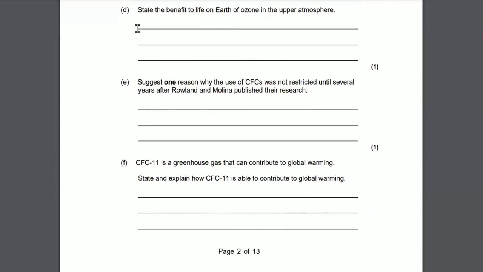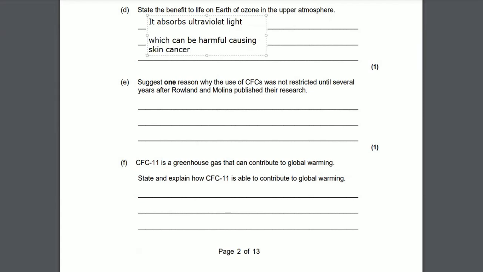Okay, moving on. State the benefit to life on Earth of ozone in the upper atmosphere. What is the ozone for in the upper atmosphere? It absorbs harmful ultraviolet radiation, which is going to reduce the amount of skin cancer, reduce the amount of harmful UV radiation reaching human beings on the Earth's surface, essentially. You can say blocks UV light if you like.